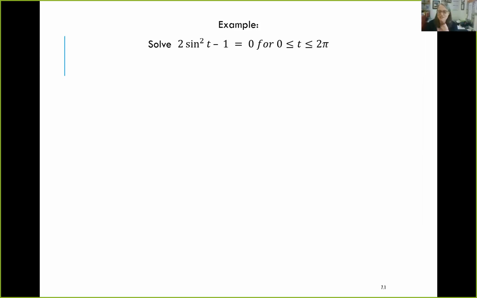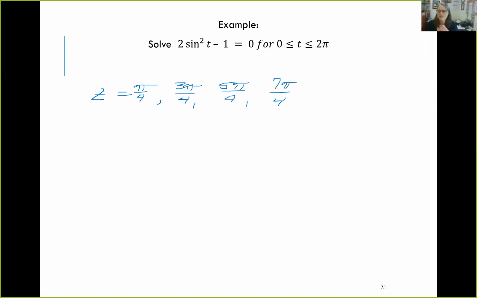All right, the solutions to this problem are t equals pi over 4, 3 pi over 4, 5 pi over 4, and 7 pi over 4. If you did not get those, or if you're not sure how to get those, please shoot me an email or come to the next scheduled web conference.